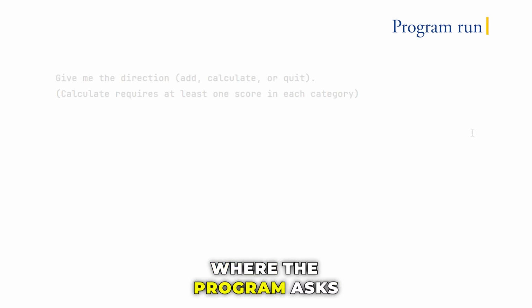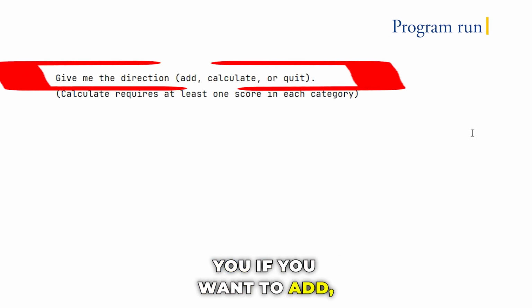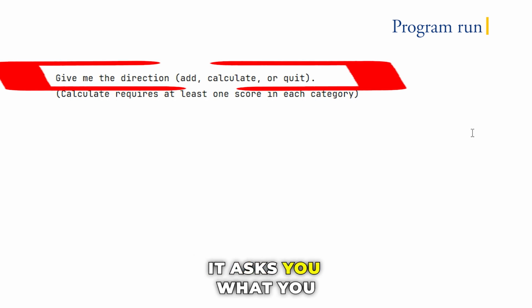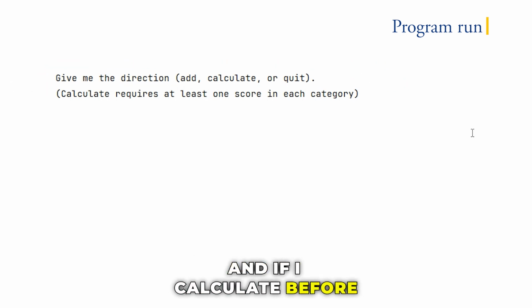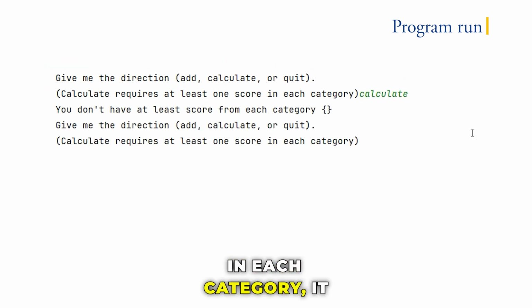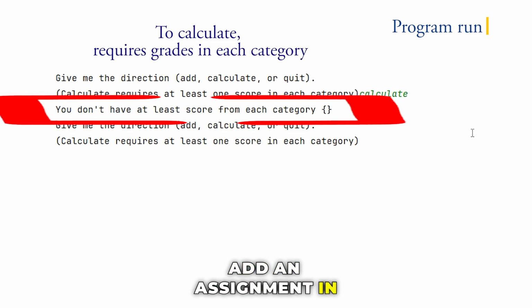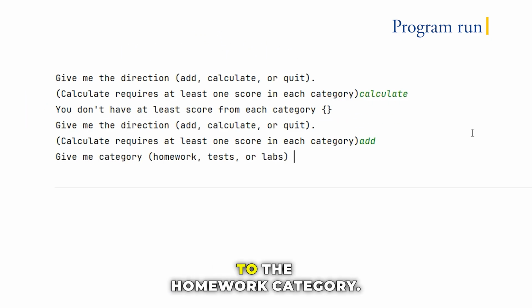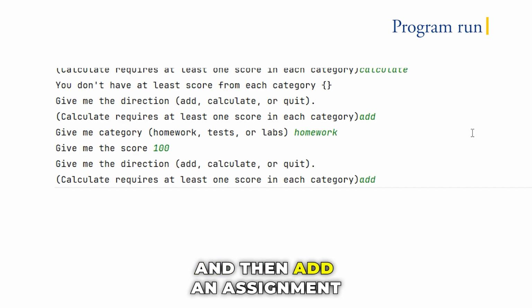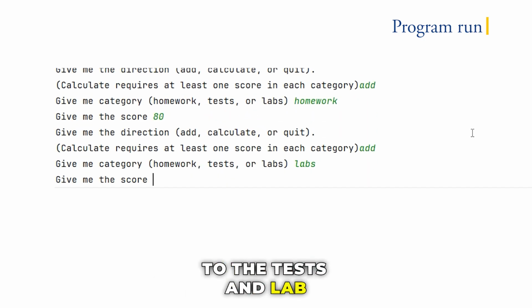The program run will look something like this, where the program asks you if you want to add, calculate, or quit. It asks you what you want to do. And if I calculate before having an assignment in each category, it will tell me I need to add an assignment in each category. So I can do that. I'll add a few assignments to the homework category, and then add an assignment to the tests and lab categories.